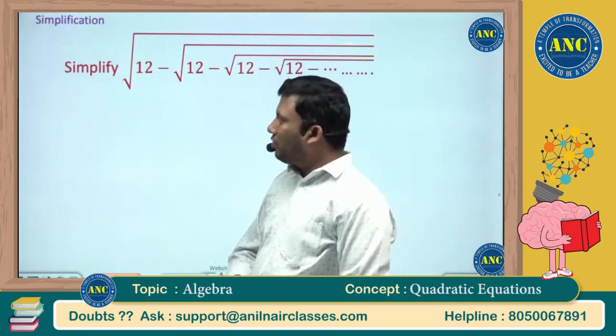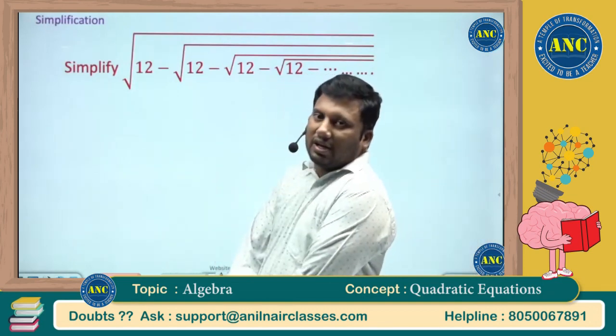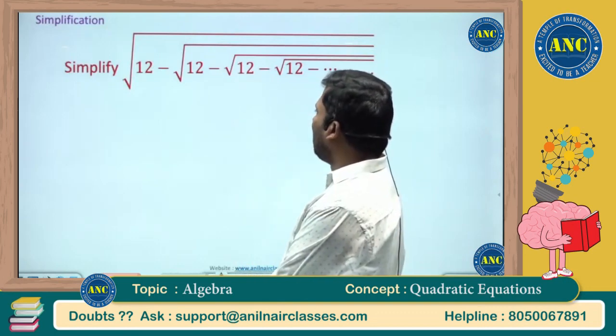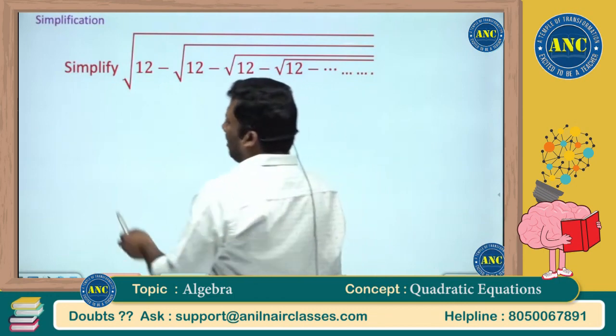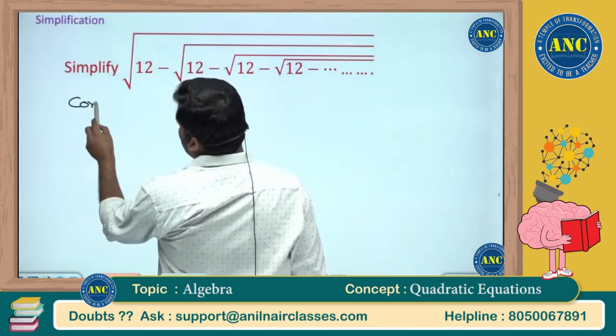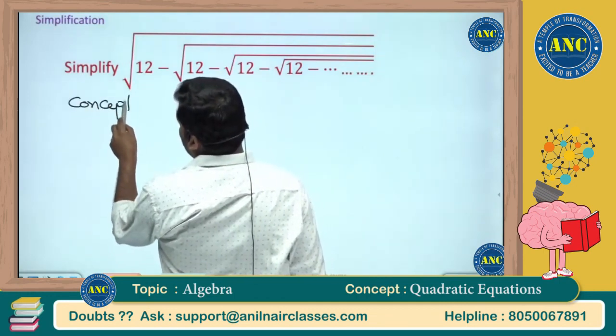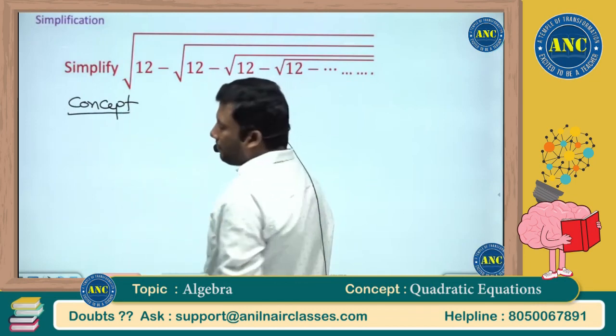Now this kind of questions. Simplify. X equivalent to root of 12 minus root of 12 minus root of 12. Very, very important. Listen carefully, sir. How this can be approached with answer options or without answer options.